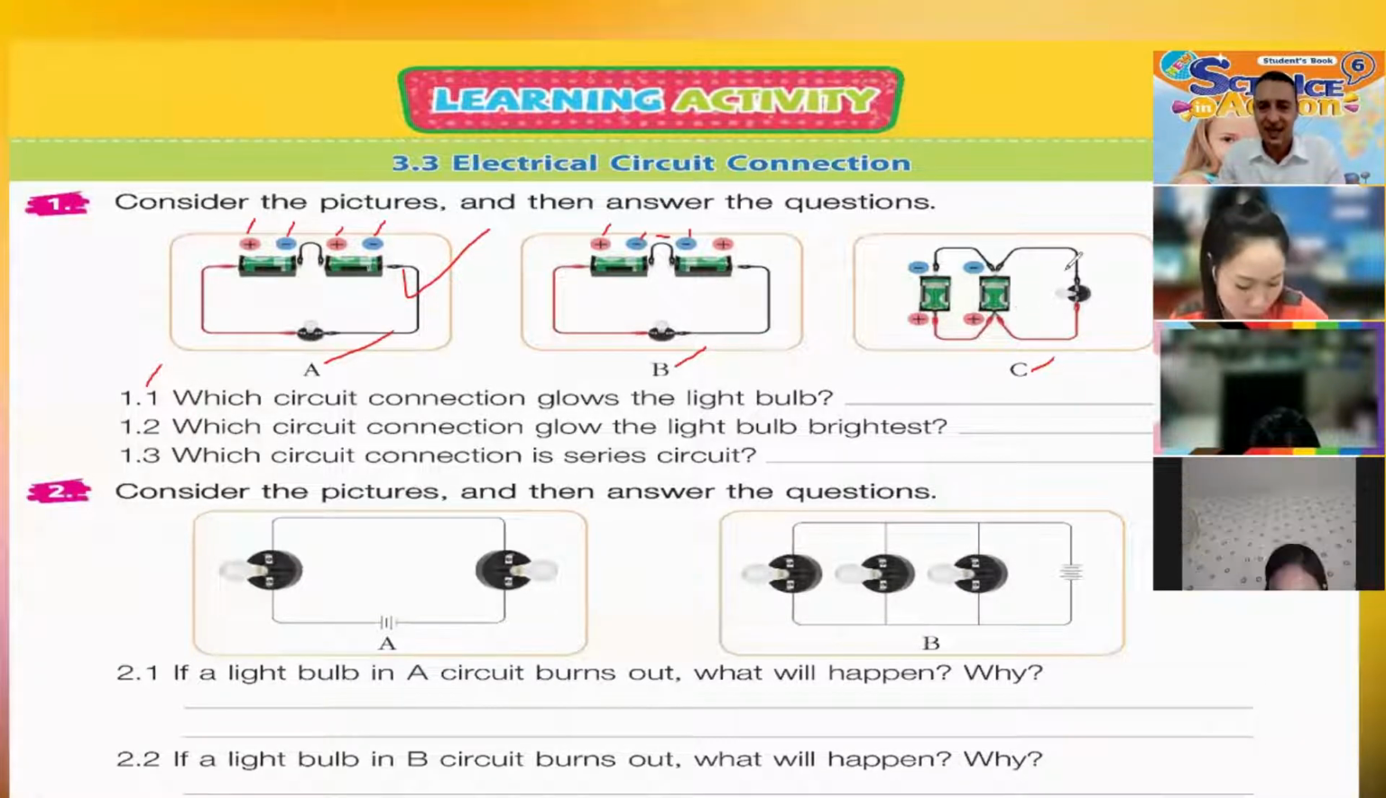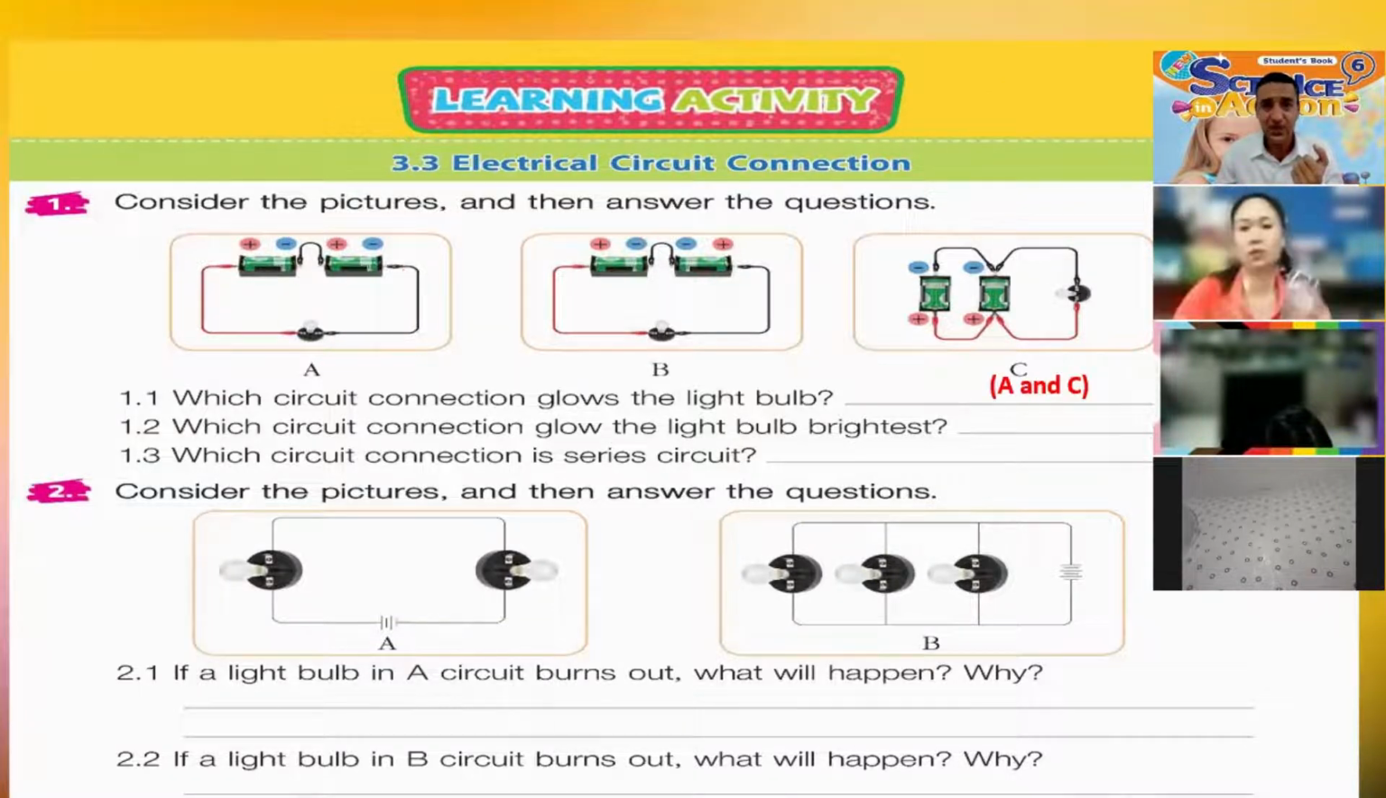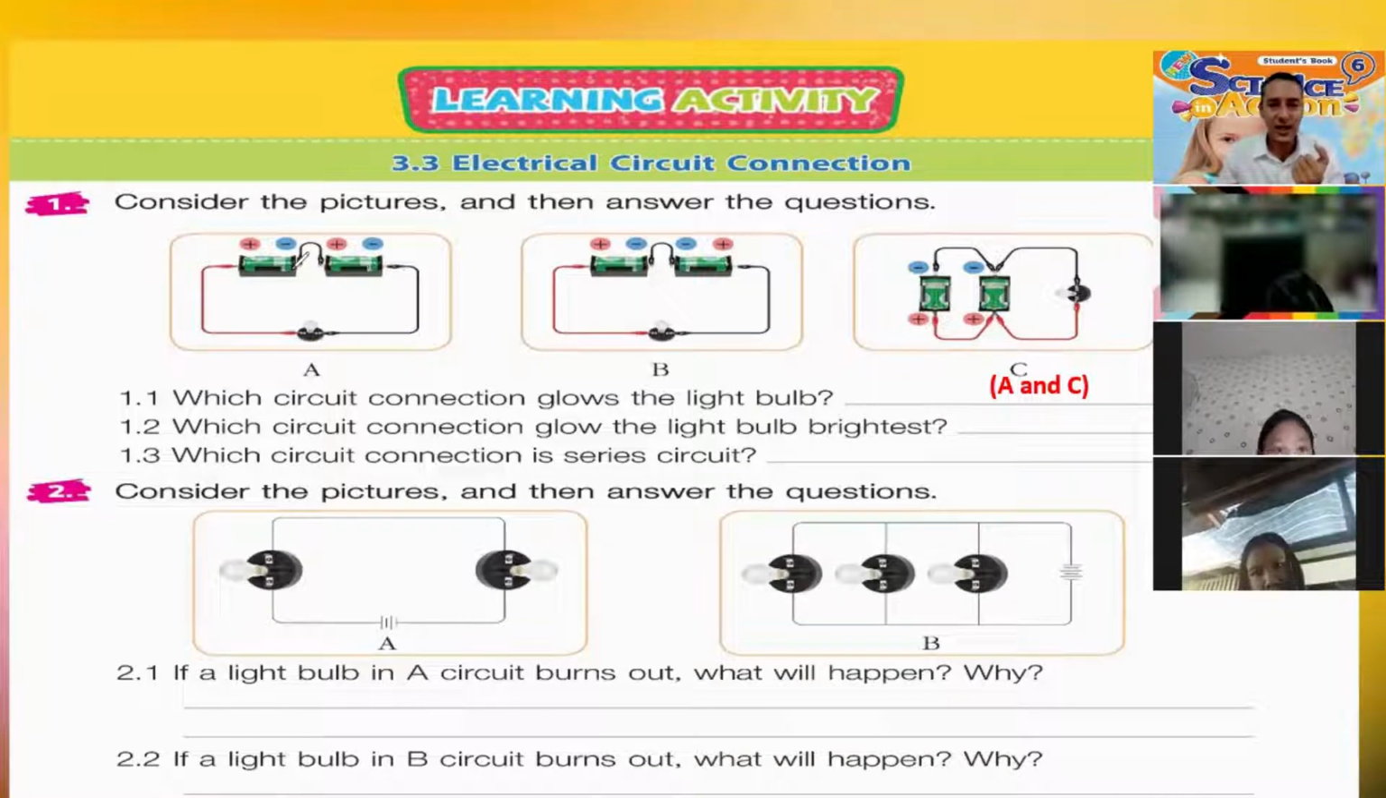Exactly, that is the correct answer, A and C. If you take a closer look at each circuit, first the connection of each battery. You can see here they have plus, minus, and then plus, minus. The join here is accurate, plus, minus, so the flow of the current will circulate.